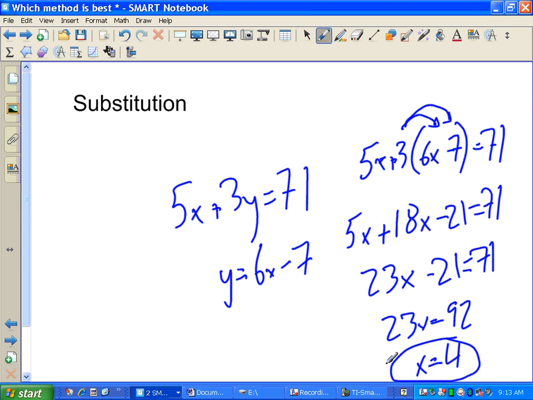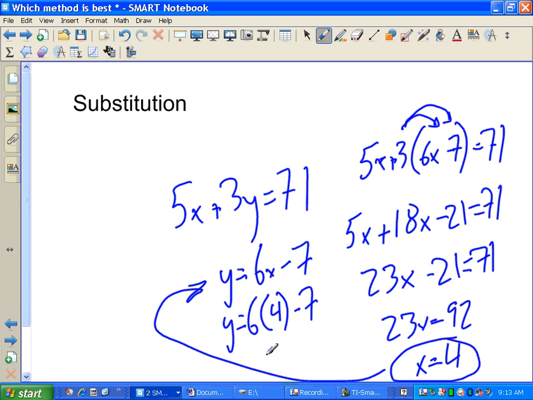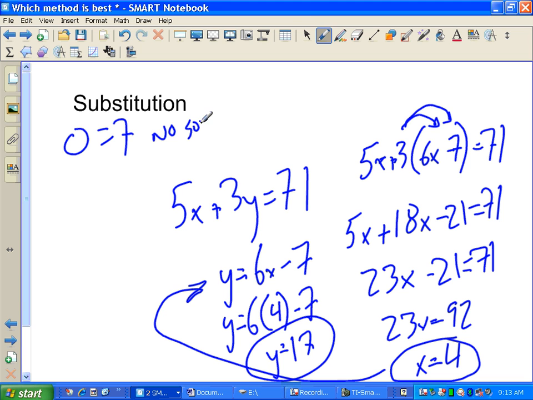Easiest way to get this second answer is just go back to this one that says y equals. Some of you like that one, but that's more work than you need to do. Y equals 6 times 4 minus 7. That's just arithmetic. 24 minus 7, 17. Okay? Same thing with these. When they're all done, if you get 0 equals 7, that means no solution, because 0 is never equal to 7, is it? And if we get 0 equals 0, that means we have many solutions.